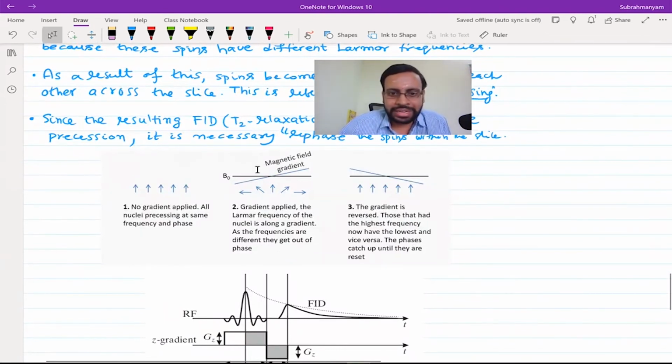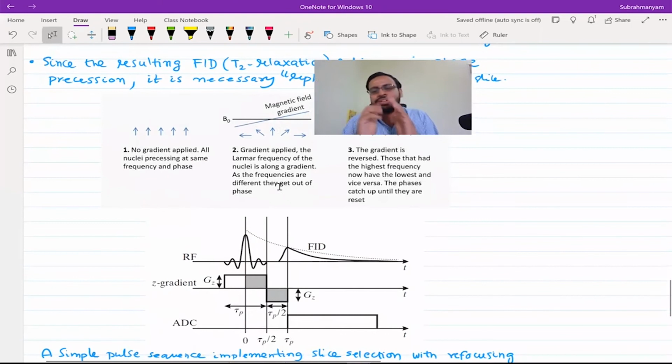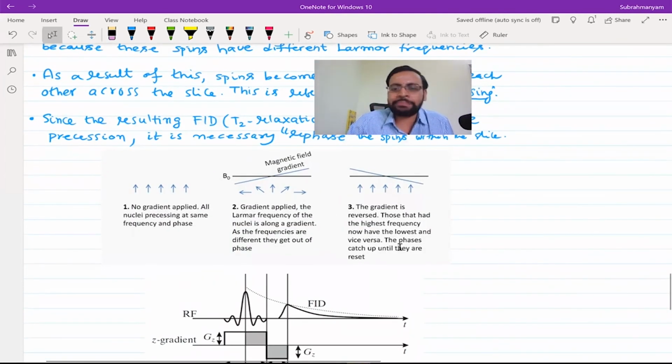Wherever the B naught field was earlier more, as you move, let's say, towards your right from the origin, the values were more earlier and now the values are less here. So that should in a way compensate. If you apply it for sufficiently long there, that would eventually compensate for this dephasing. This gradient that they would further apply is referred to as the refocusing gradient. This again you would apply in the z direction only. This is referred to as refocusing.